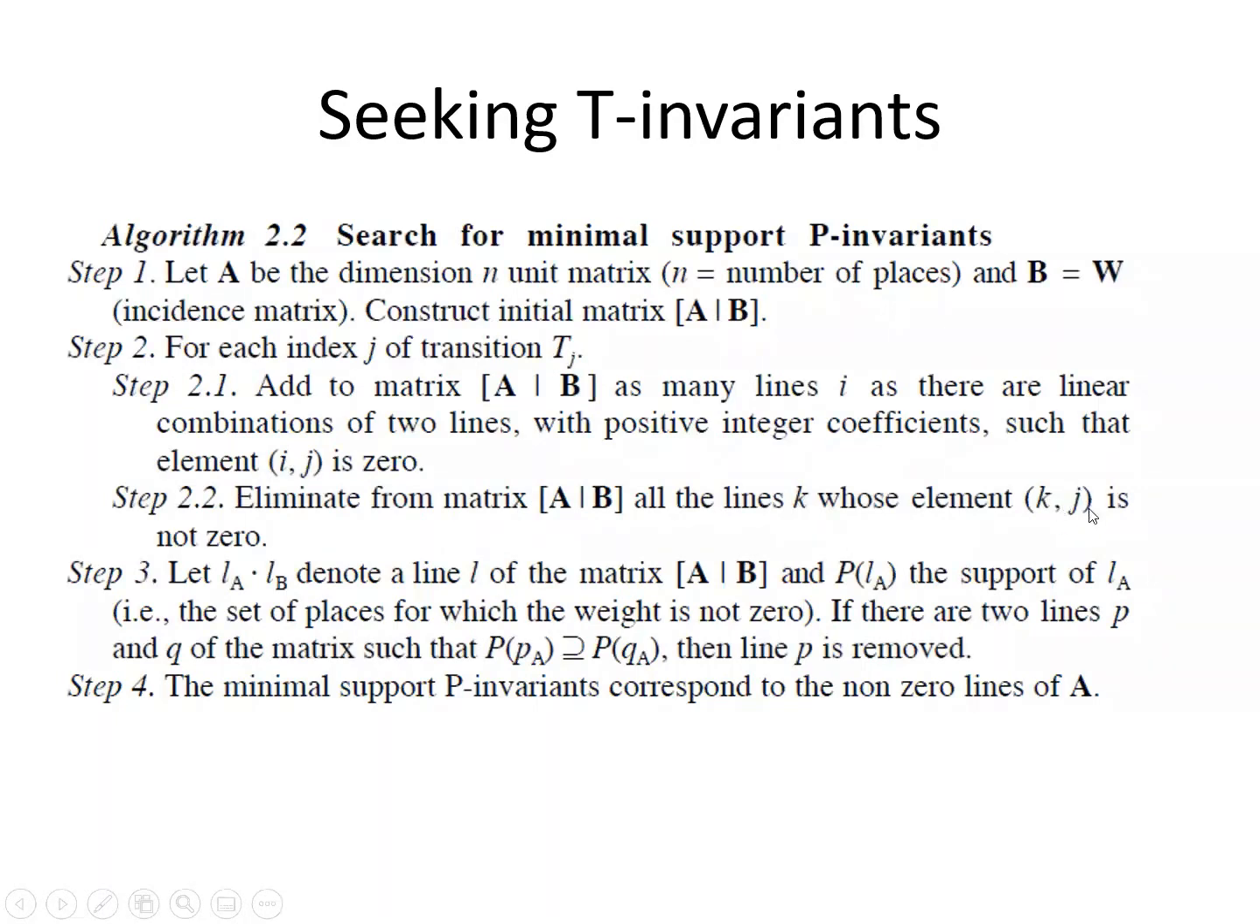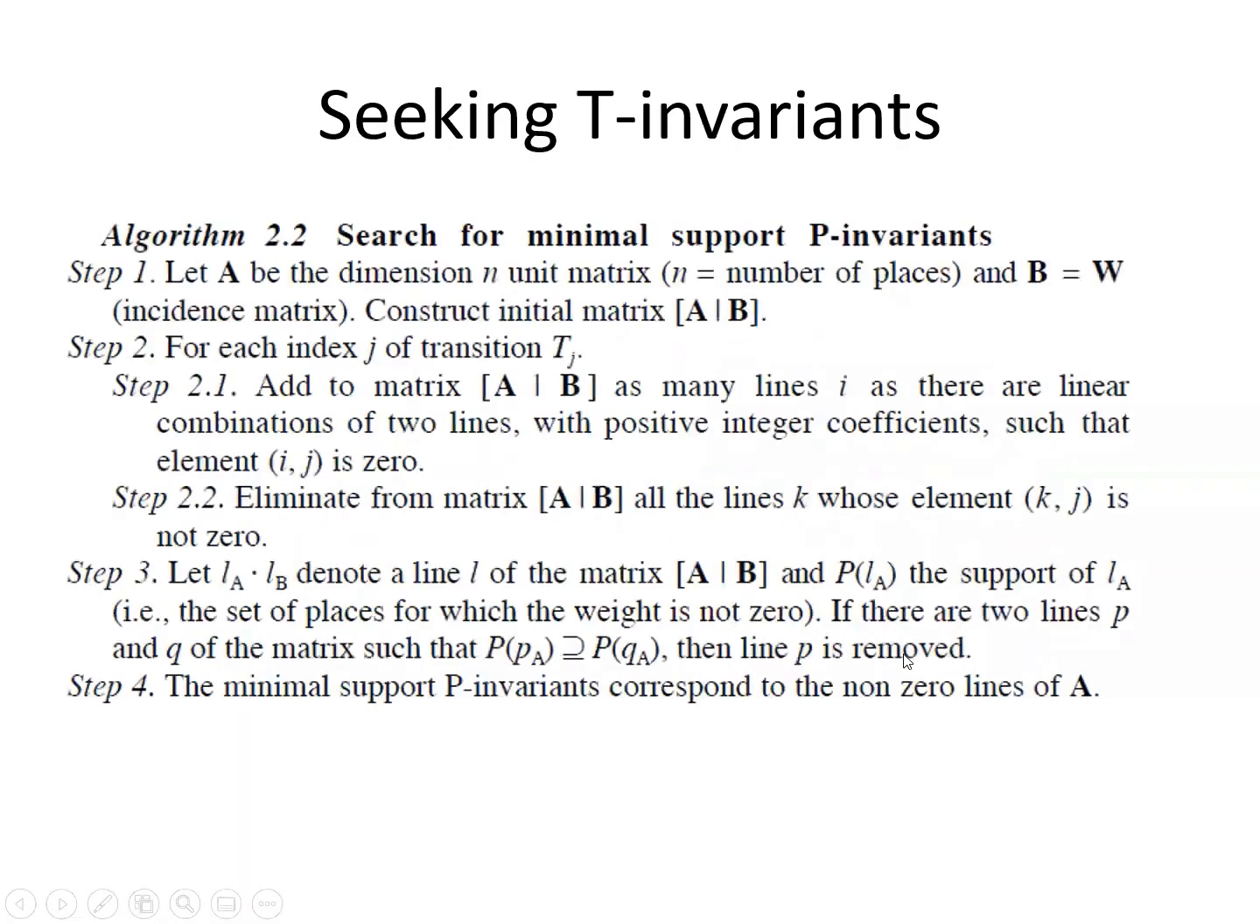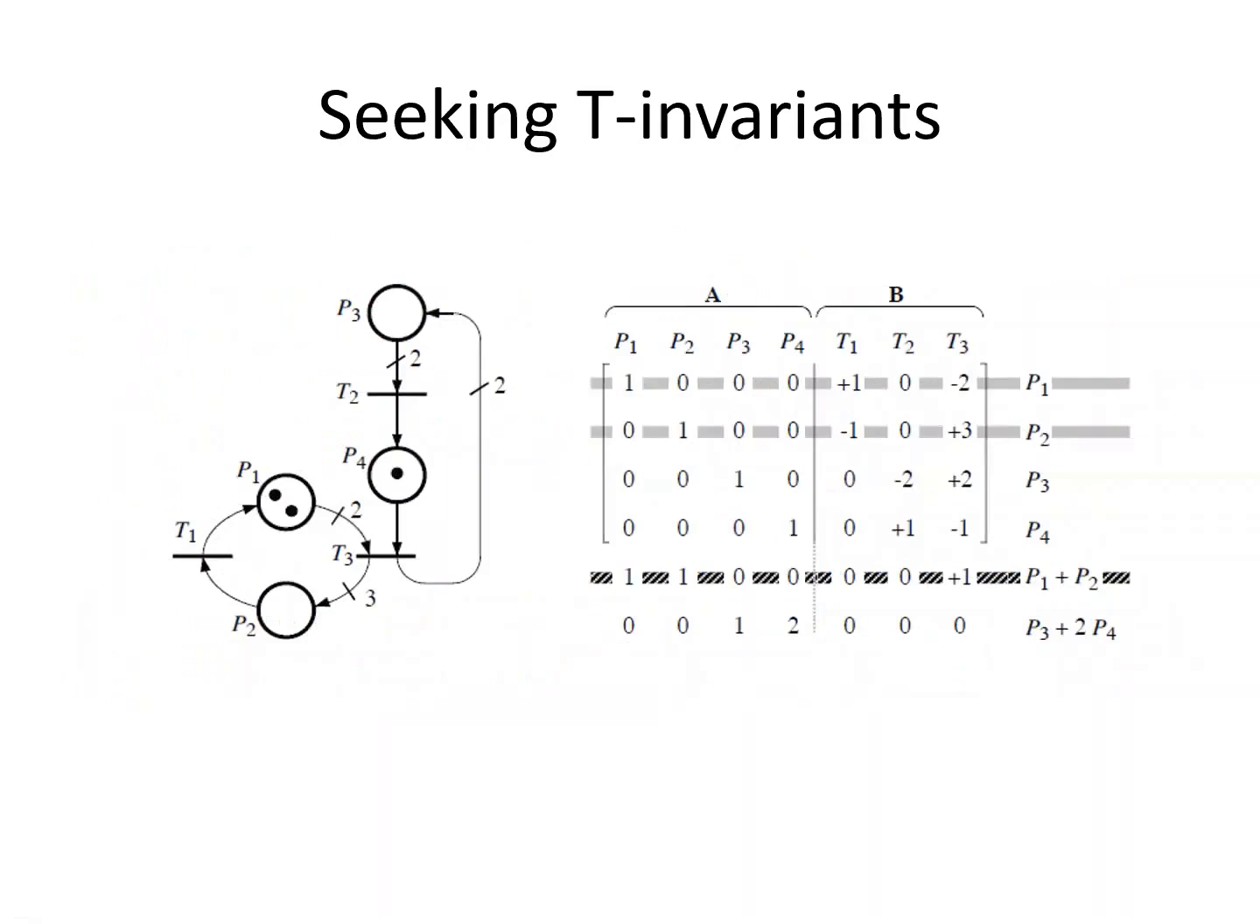So look at, since J is 1, look at 1,1, 2,1, 3,1, and so on. If there is a non-zero element, just delete that row. Here we have +1 at 1,1, which is non-zero, so you have to delete this row. So you see that this row is deleted. Next, here again we have a non-zero element, so we have to delete this row.